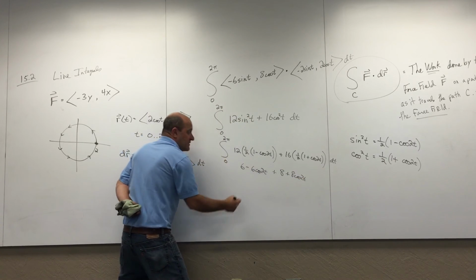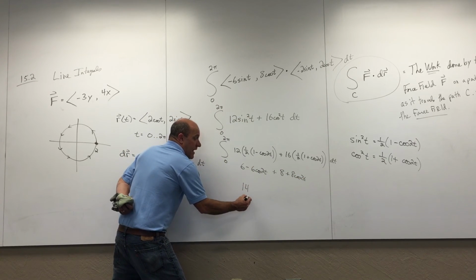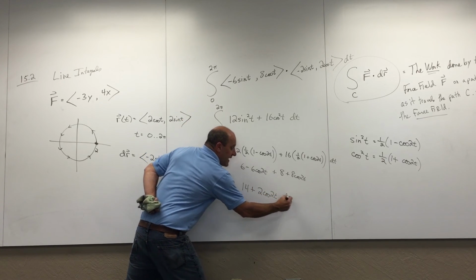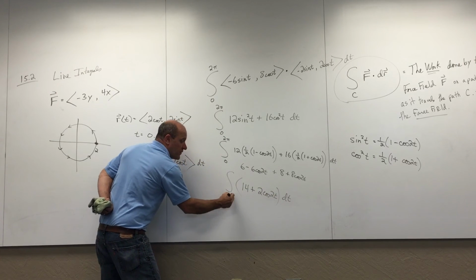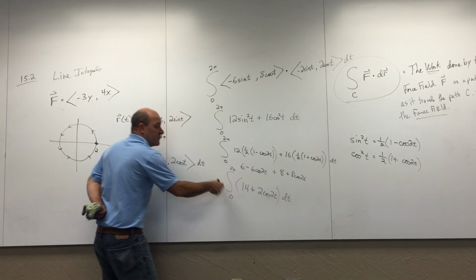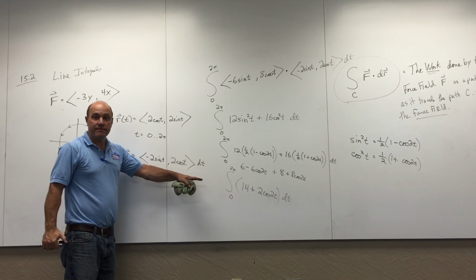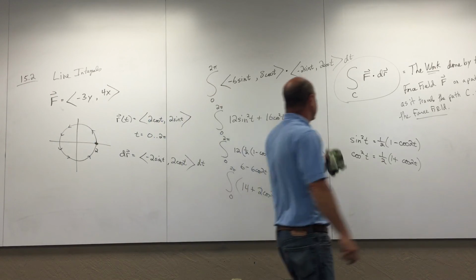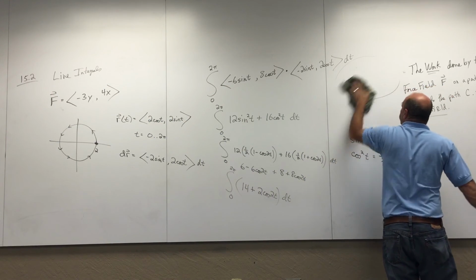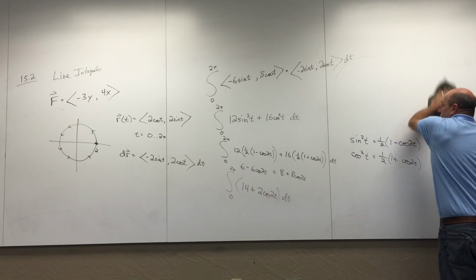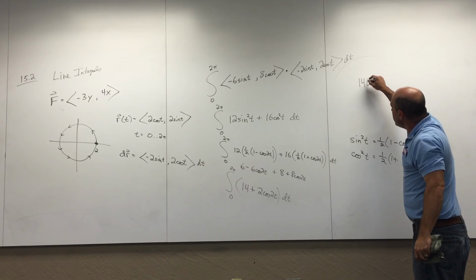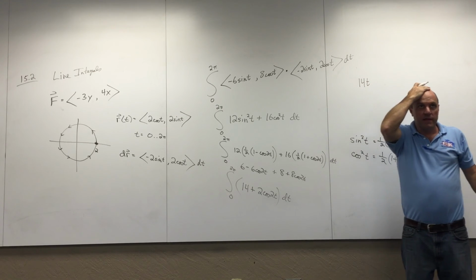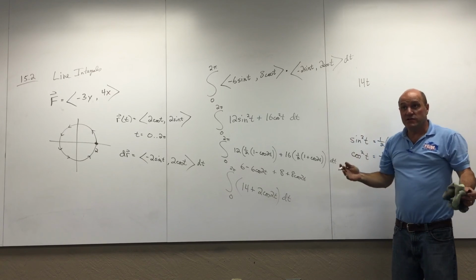You can gather a couple like terms together. It's a 14 plus 2 cosine 2t. That's it. And now I can try to integrate this, finally, with respect to t, from 0 to 2 pi. You guys okay? All right. So now, how do you integrate a 14? 14t. How do you integrate a cos 2t? Just sine 2t.